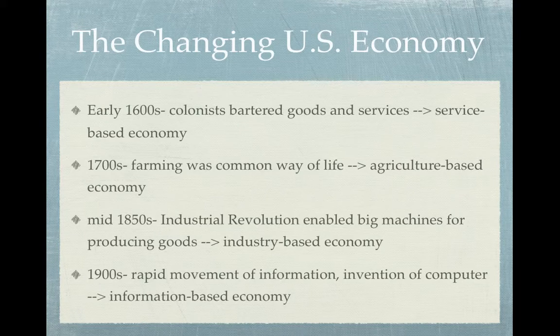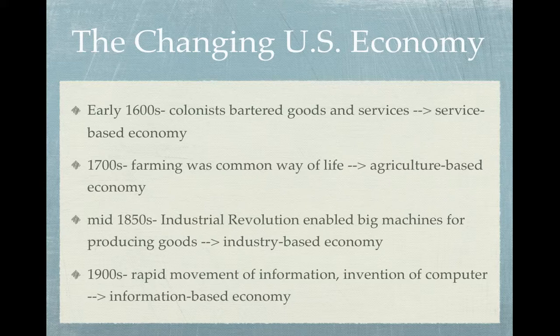All right, the changing United States economy. In the early 1600s, colonists bartered goods and services. So it was very much a service-based economy. And then we moved into the 1700s, and as we were expanding away from the colonies, away from Plymouth Rock and Massachusetts, farming became a common way of life, and so an agricultural-based economy was predominant.